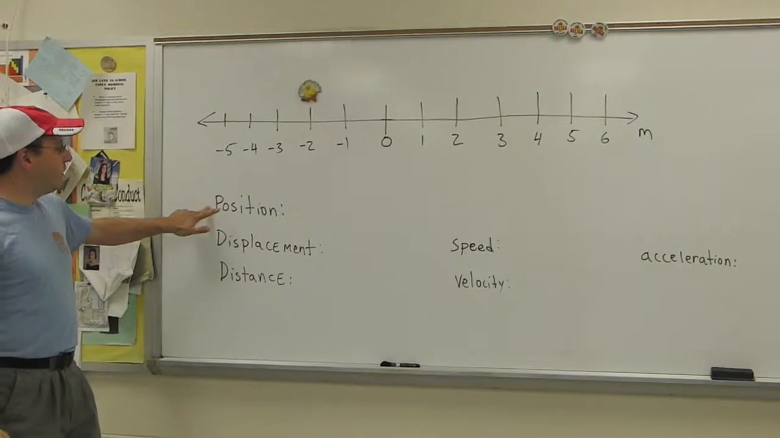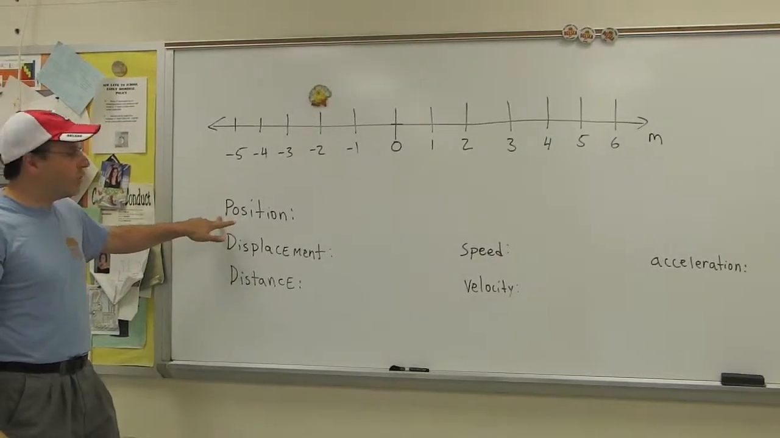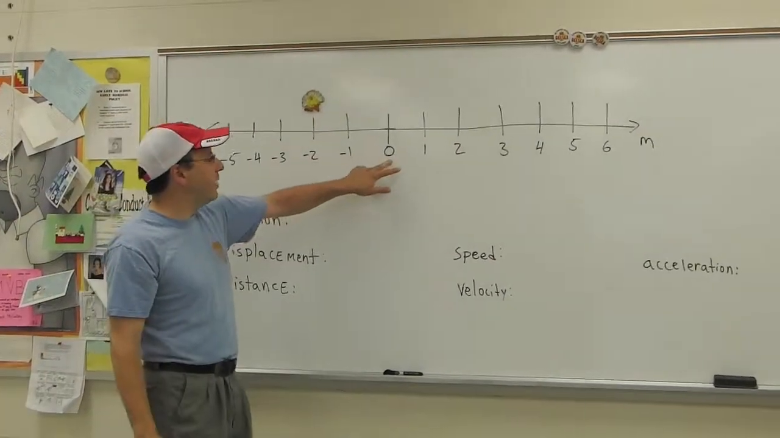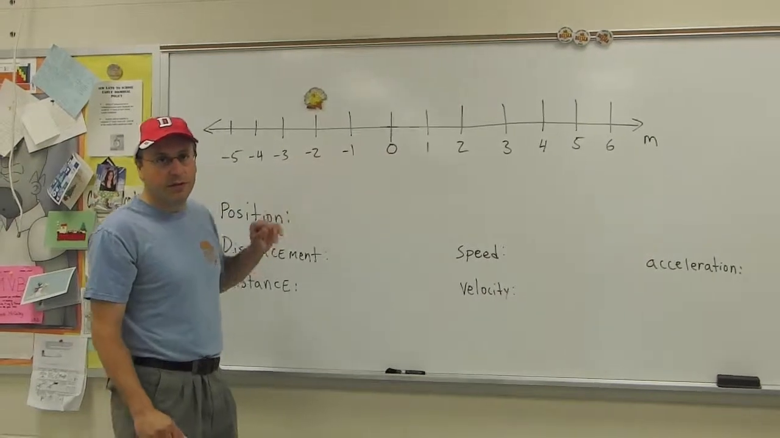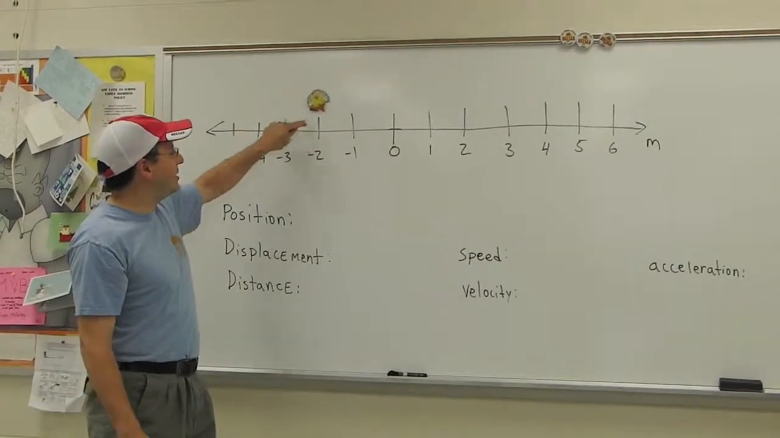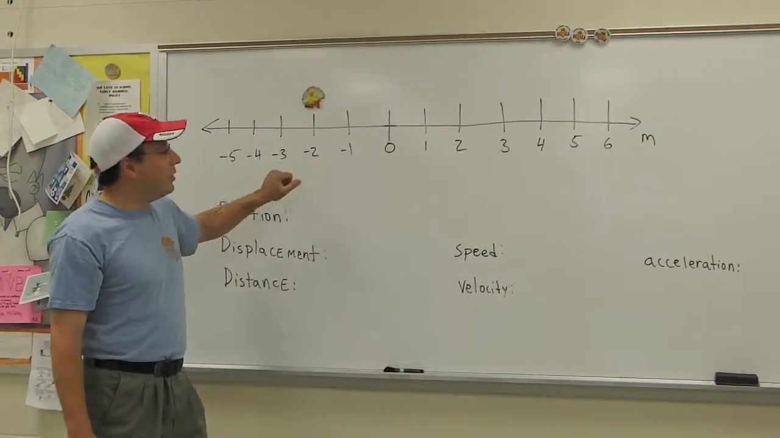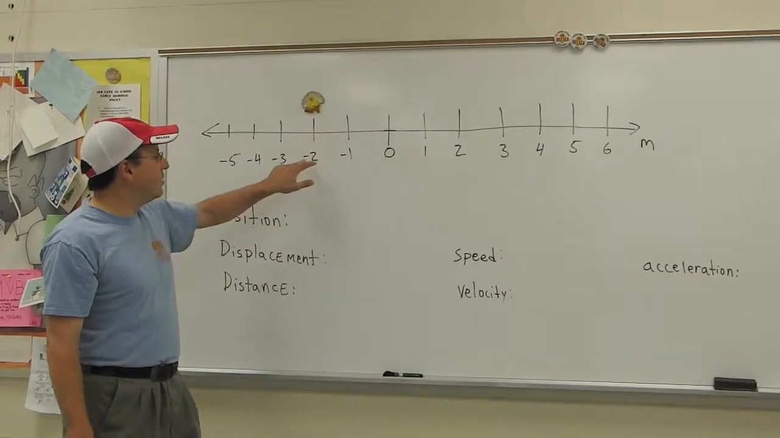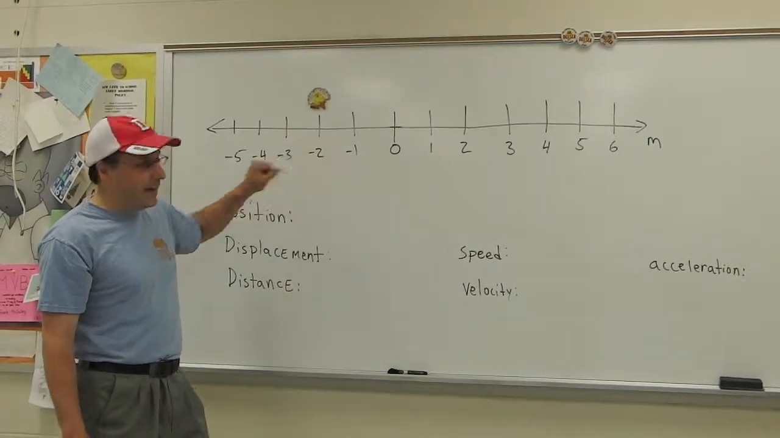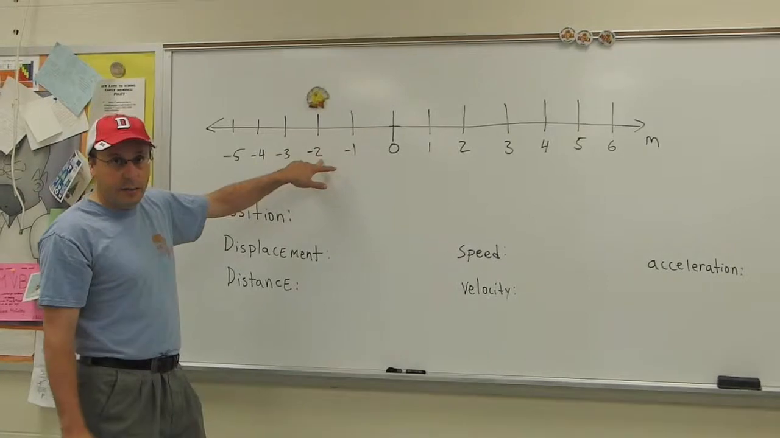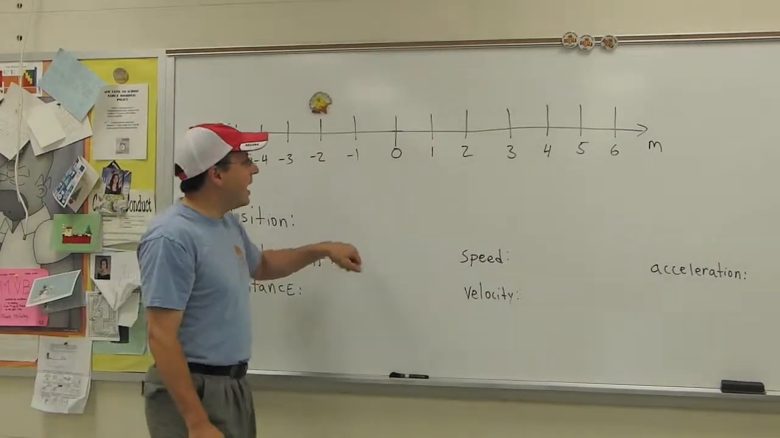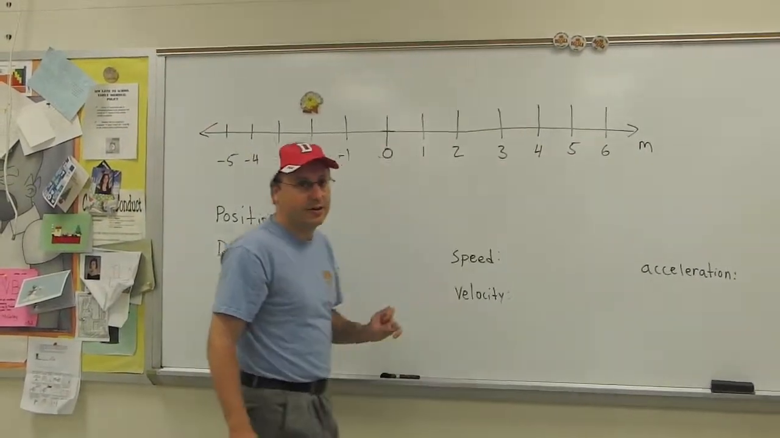And when I say what is chicken man's position, we're looking at where is he located with respect to a reference point. So chicken man is at the -2 meter mark. When you give position, you got to make sure you give a direction, which is what our negative tells us, our number, which is 2, and units, which is meters.